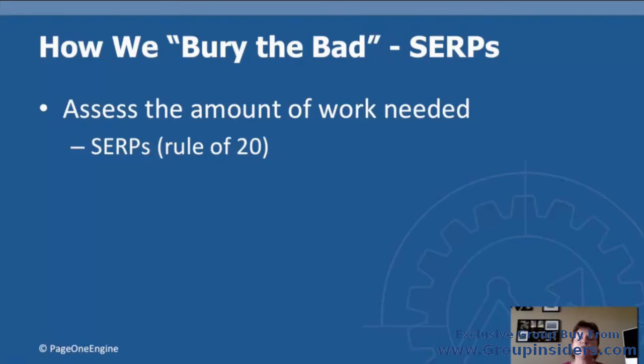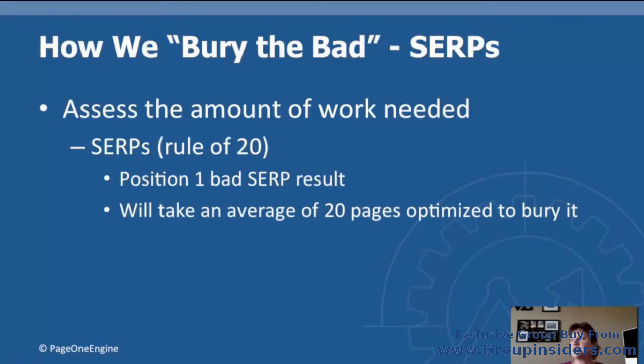But if we had 2, 3, 4 different bad things on the first page, we could possibly use the same 20 things to get rid of or bury the bad. I'm going to demonstrate this in a minute and talk to you about it. So here's an example. If position 1 is a bad SERP result, literally we're going to take 20 pages and optimize those 20 pages to try to move them up while we move the actual bad page down.